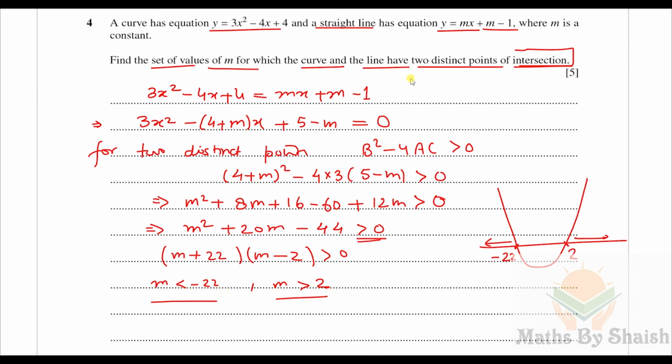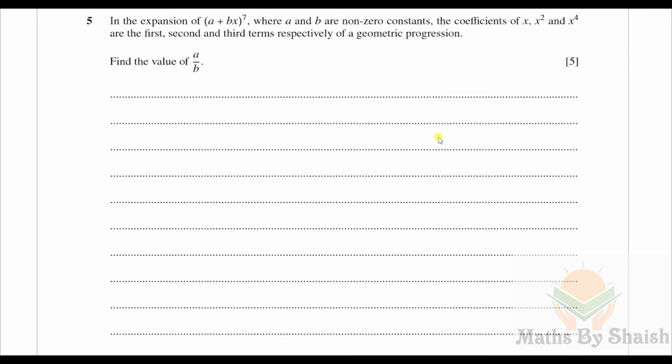Let's do the fifth question. The fifth question is: in the expansion of (a plus bx) to the power 7, where a and b are non-zero constants, the coefficients of x, x square and x power 4 are the first, second and third terms respectively of a geometric progression. Find the value of a by b.